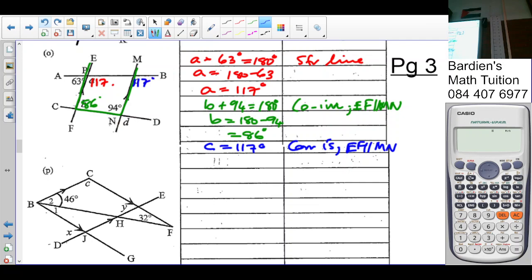Are you going to calculate D? Vertically opposite angles. Can you see that, people? Two transversals, vertically opposite. So D is equal to 94 degrees. Okay? Any confusion there? Okay.